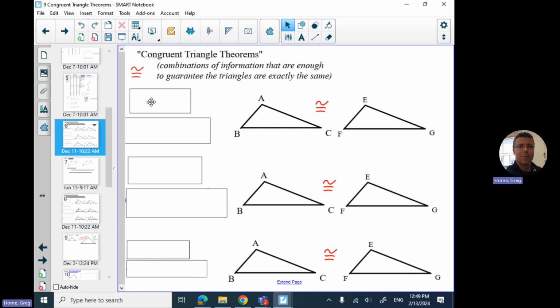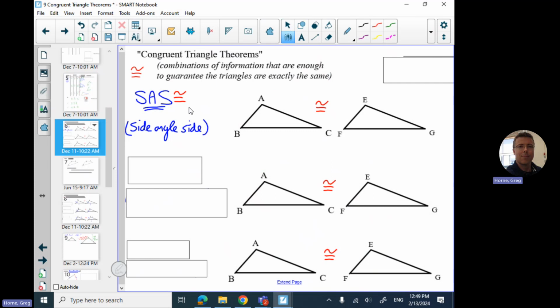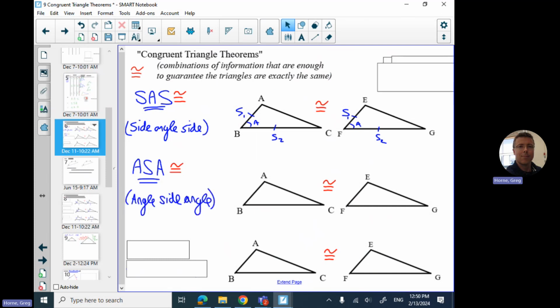If we're looking at the side angle side theorem, it would be like this, where this side and this side are the same if you fold that, and then the angle, and then this side is the same as this one. You could have S1 and S1 and S2 and S2, but generically, the idea of side angle side is that whichever corner you have the angle, you have the sides on each side of that angle, and that's enough to guarantee congruence. The angle side angle one, I talked about on the previous page.